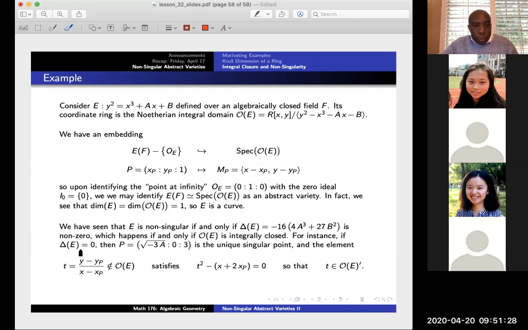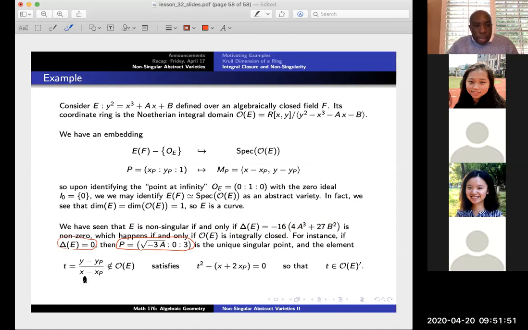So let's say that the discriminant here is 0. Then, as I mentioned before, this point here is the unique singular point on our curve. It's the one place where the derivative vanishes, where even the Jacobian matrix has rank 0.